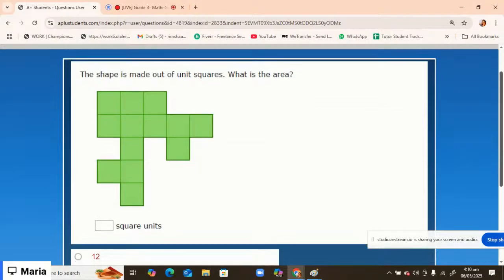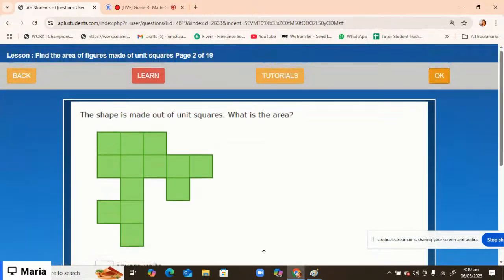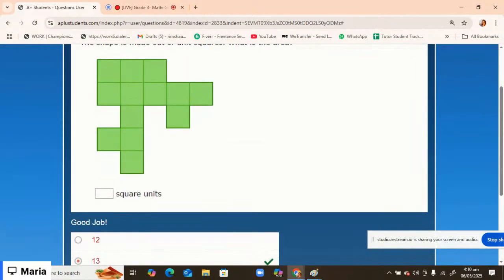Yes, it's 13, okay? Let's go with option 13 and see if it is right or wrong. Yes, this is the right answer.